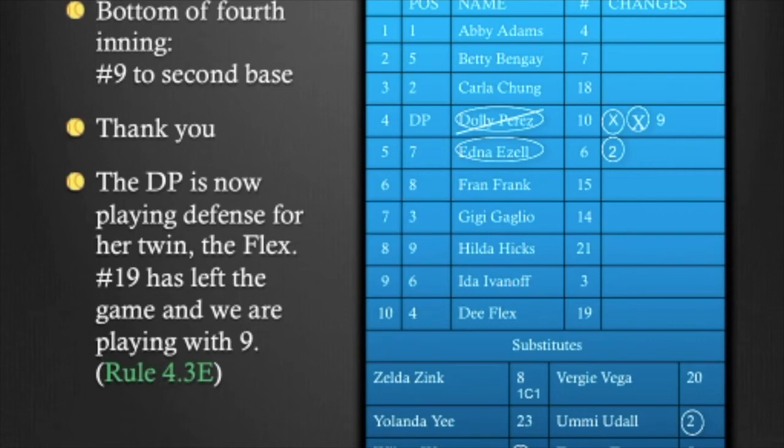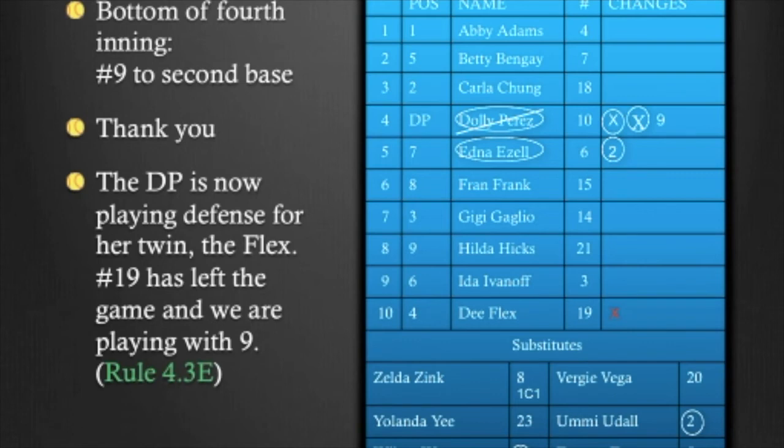19 has finally left the game, haven't they? That's a substitution. Sounds like a defensive position change, but that's actually a substitution. The flex has left the game, and I'm now playing with 9. So let's see how we're going to notate that. Daniel? Right? An X down there.